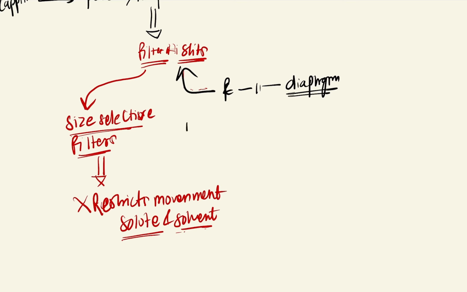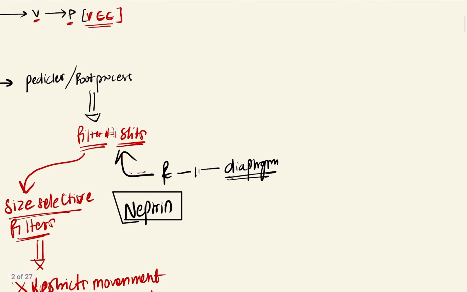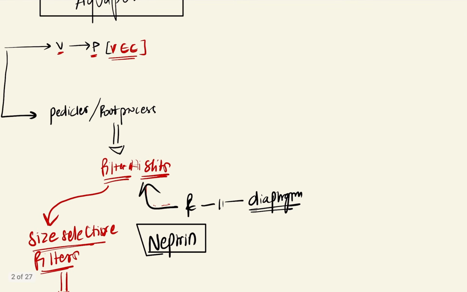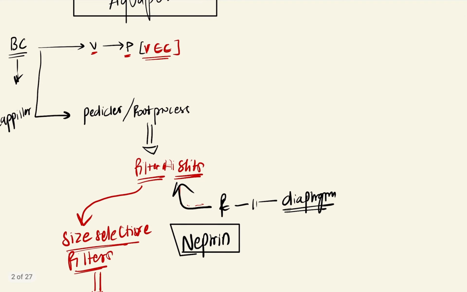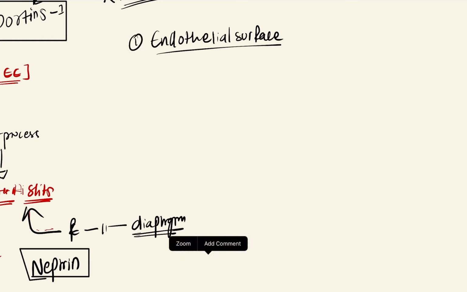And there is presence of nephrin as a protein. That's all. Now, something super important as well: there are important layers which are present. One layer we call the endothelial surface layer, and the second is the subpodocyte layer.